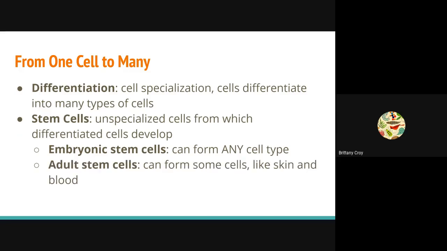And the other type of stem cell that we're going to talk about are adult stem cells. So these are stem cells that you actually still have, even though you are no longer an embryo. Adult stem cells are not quite as powerful as embryonic stem cells because they can only form a few cell types. Think about like your skin and your blood. We're constantly losing skin cells and we need to be able to replace them. So we have to have adult stem cells to be able to produce more skin cells.